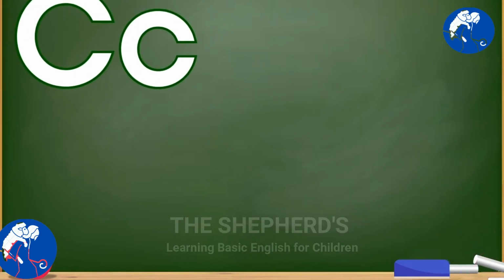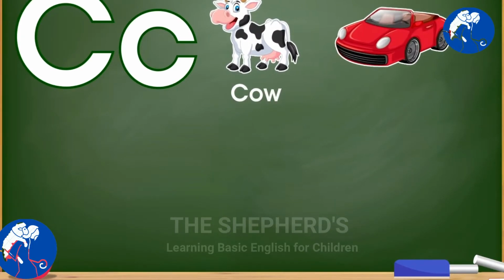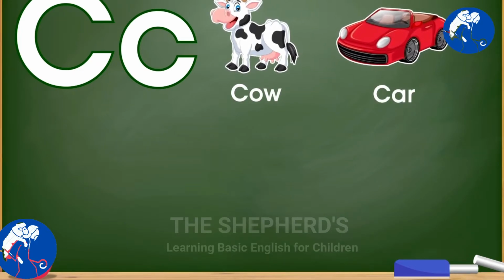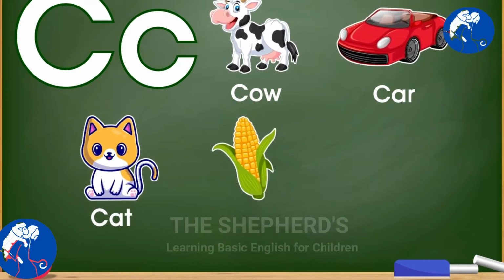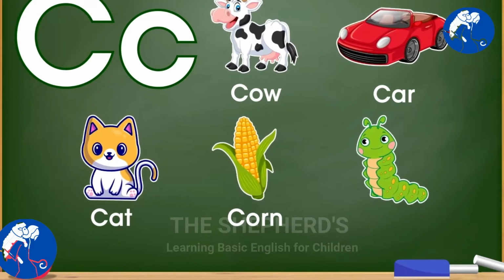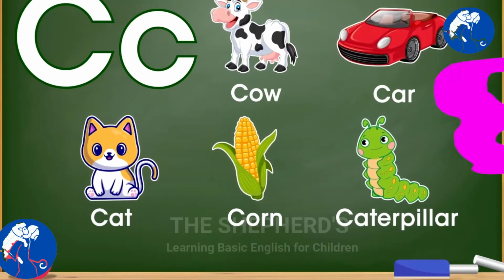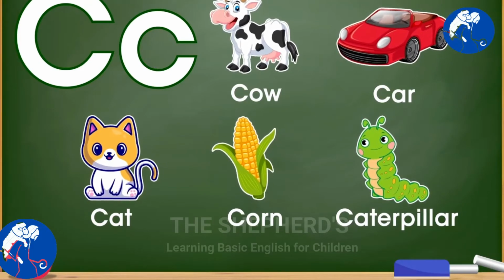C is for cow, car, cat, corn, caterpillar. Let's move on to the next letter.